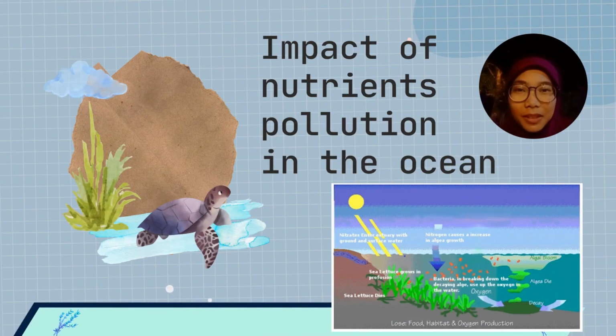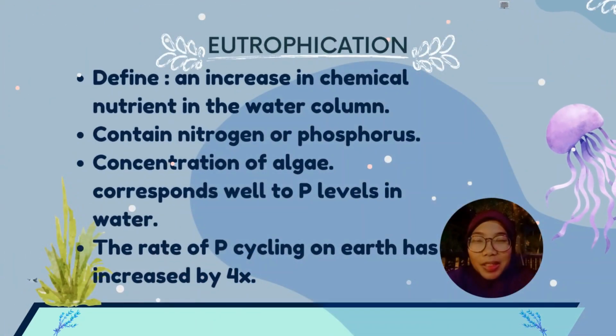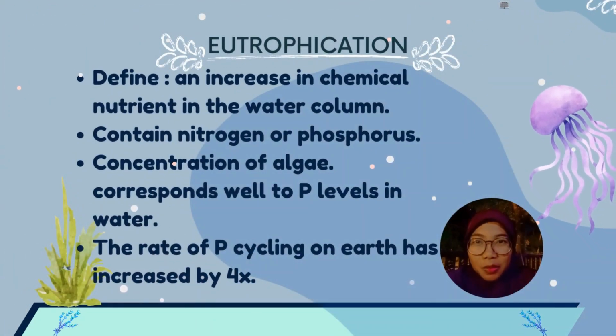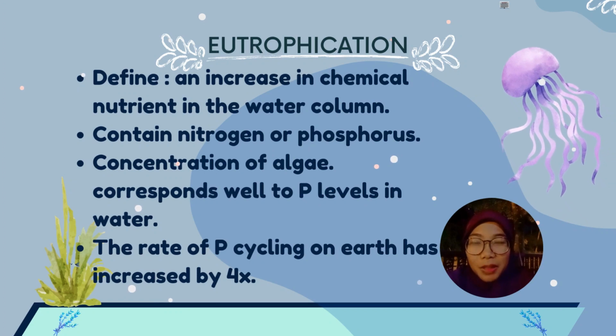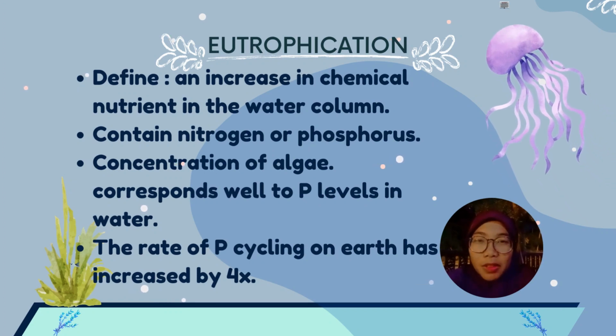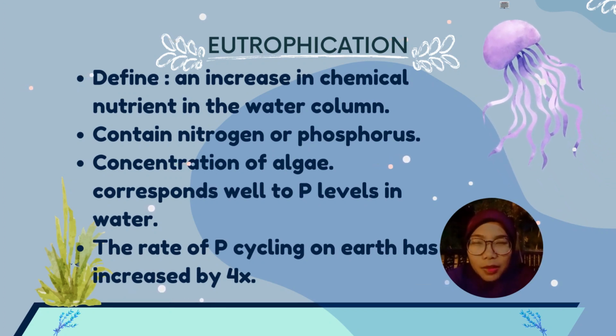Impact of nutrient pollution in the ocean. Pollution means an increase in chemical nutrients in the water column. It contains nitrogen and phosphorus in an ecosystem. Phosphorus is often regarded as the main culprit in this case, in aquatic systems subject to point source pollution from sewage.